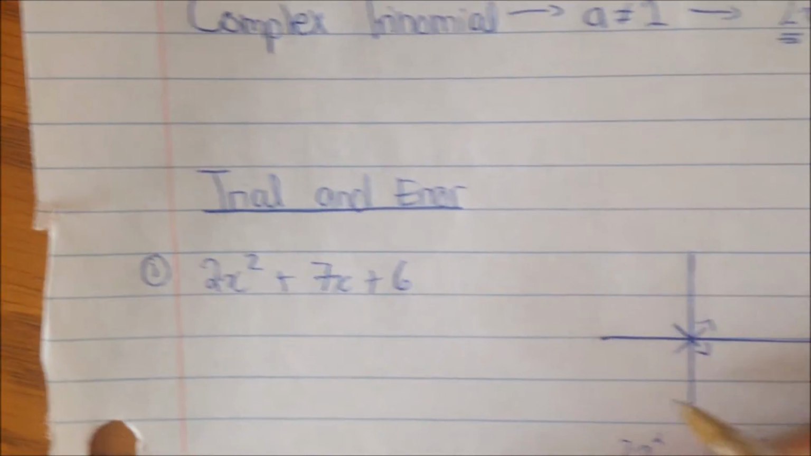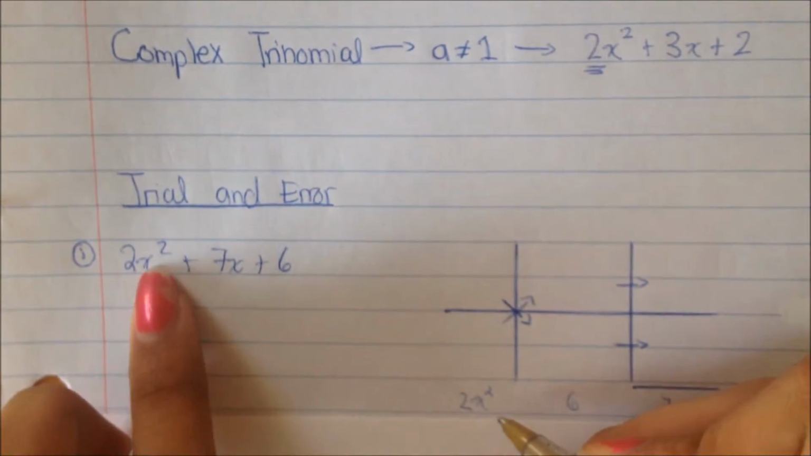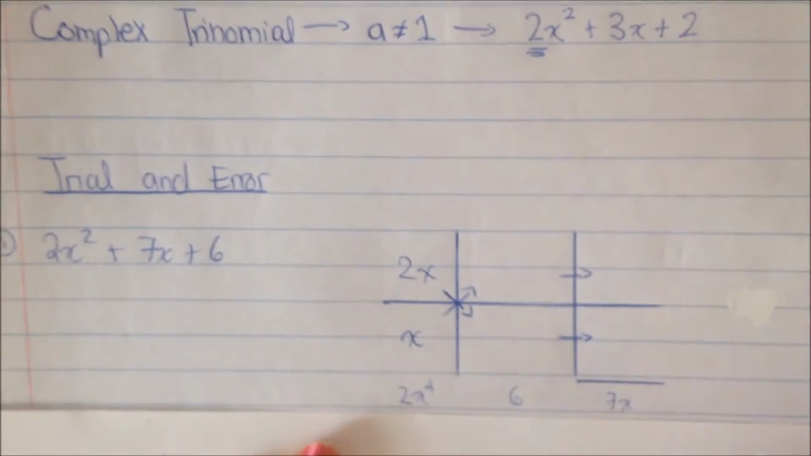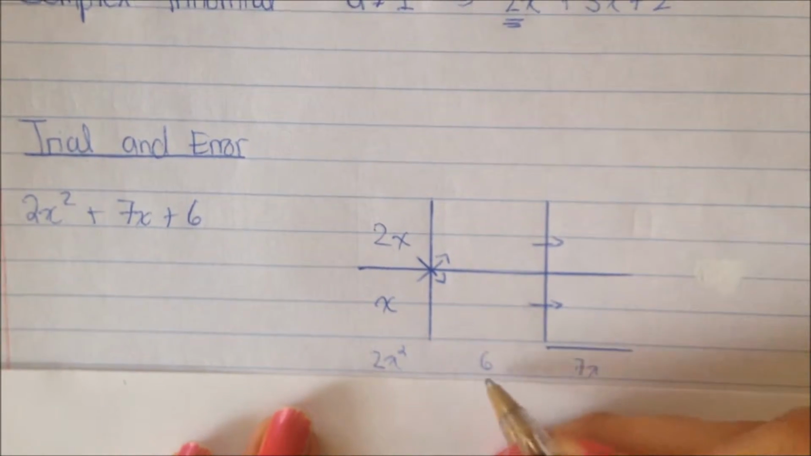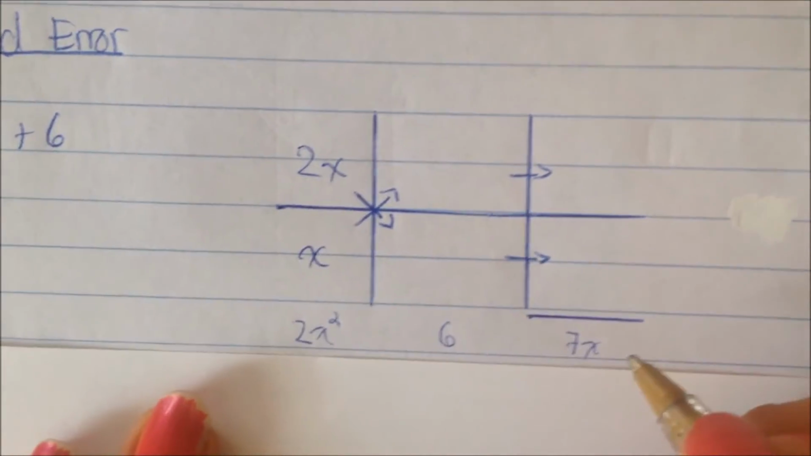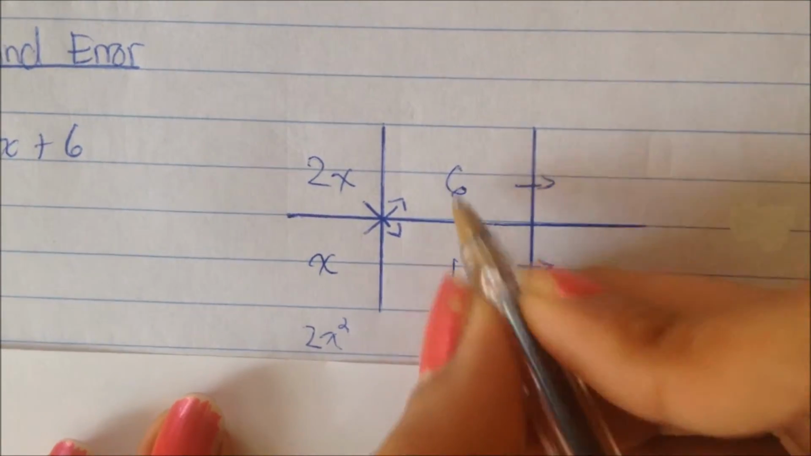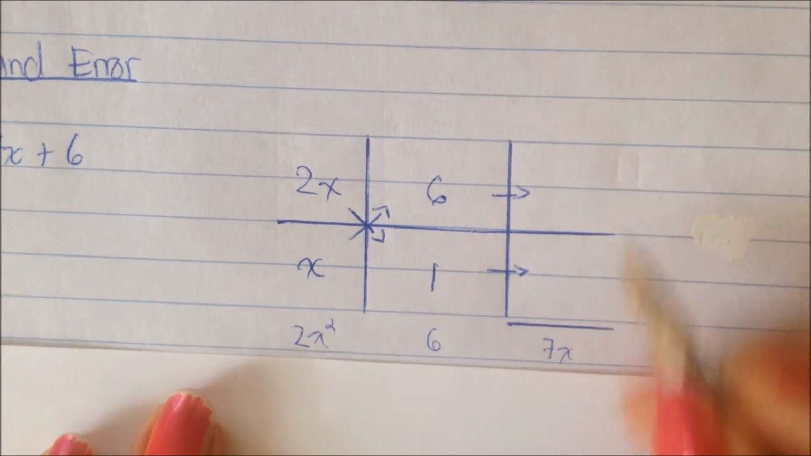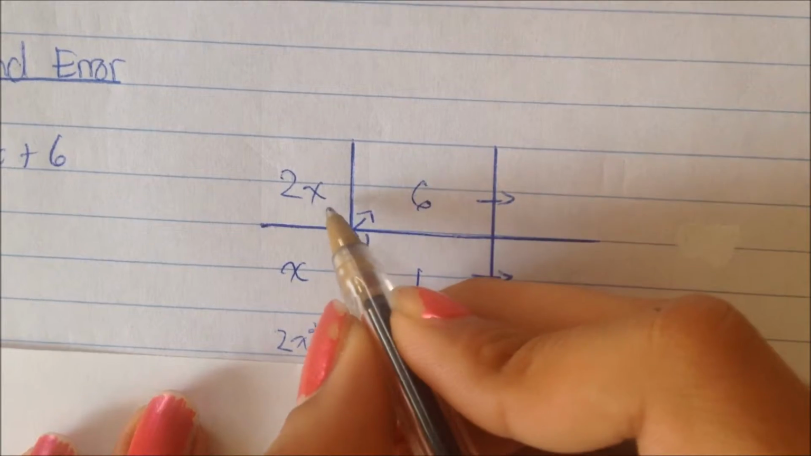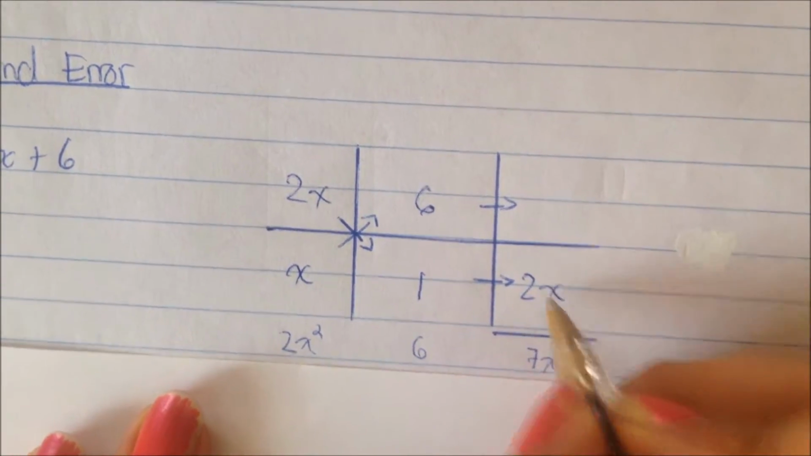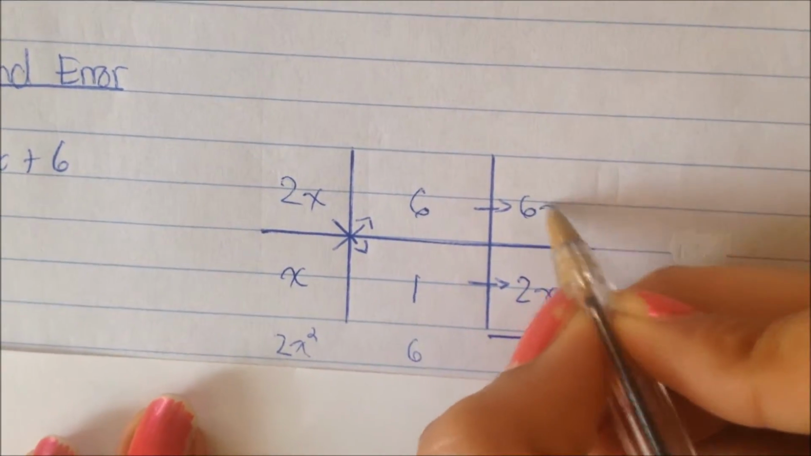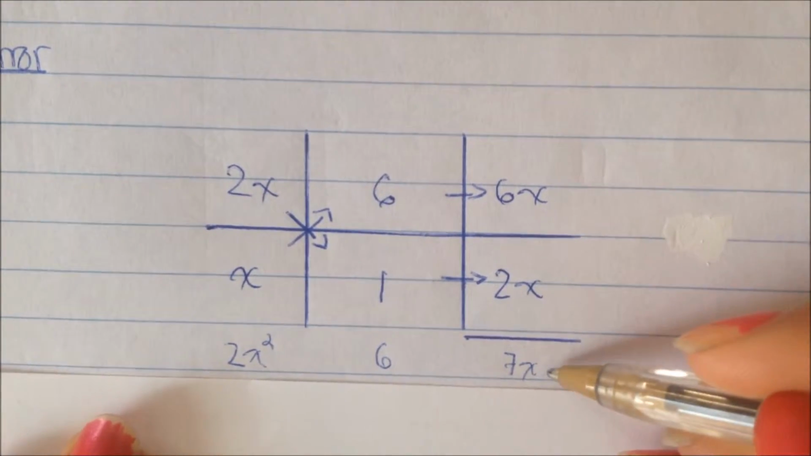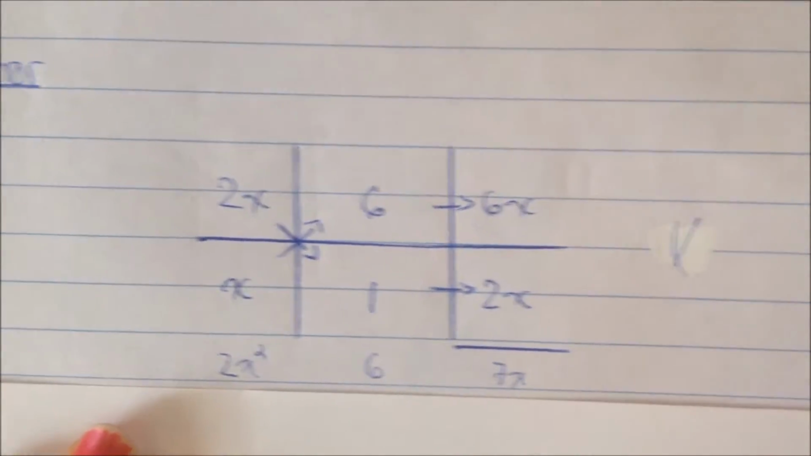So these two columns have to multiply to 2x squared. So 2x squared can be broken down into 2x and x. Now we need to break down the last column into 6. So let's try out 6 and 1. 6 times 1 is 6. Now you have to cross multiply to make two numbers that will add to 7x. So 2x times 1 is 2x, and 6 times x is 6x. So do 6x and 2x add up to 7x? No. So this will not work.